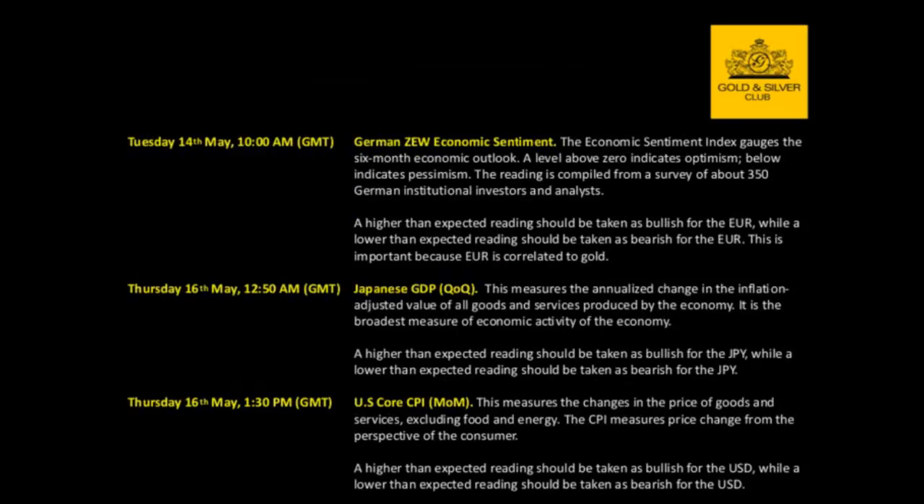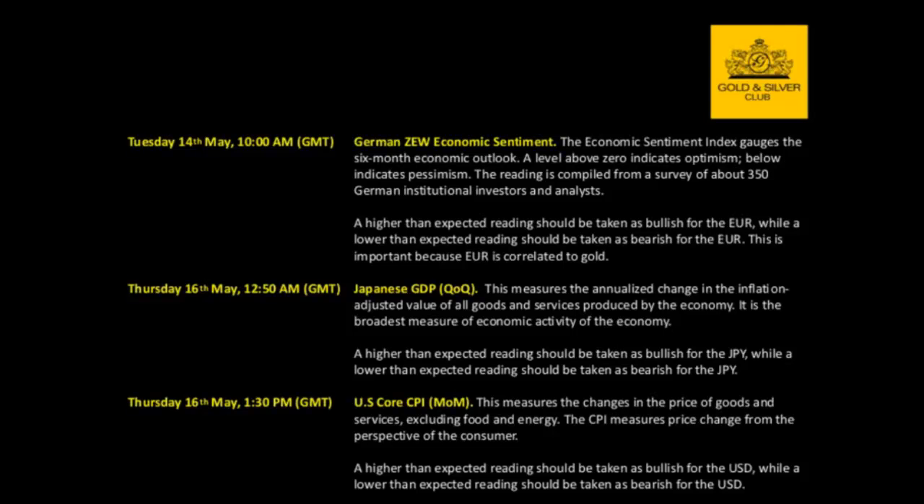Tuesday at 10 a.m. we have the German ZEW economic sentiment. That economic sentiment index gauges the 6-month economic outlook. A level above 0 indicates optimism, below indicates pessimism. The reading is compiled by a survey of over 350 German institutional investors and analysts. A higher than expected reading should be taken as bullish for the euro, while a lower than expected reading should be taken as bearish for the euro. So certainly important for your euro trades. That's important because of the euro correlation to gold as well.